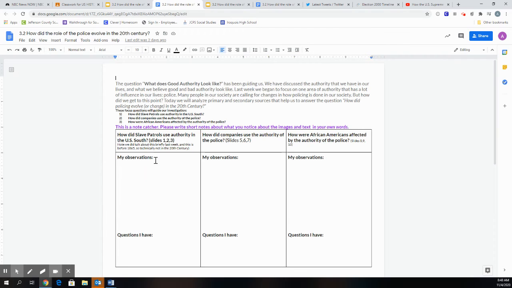So here you would just make observations. And for example, you could just say, seems like there are laws preventing enslaved people from learning and gathering.